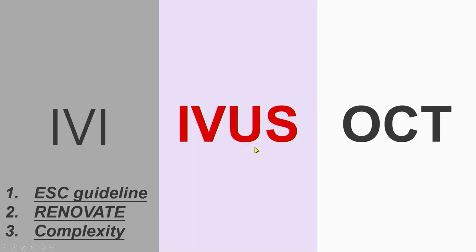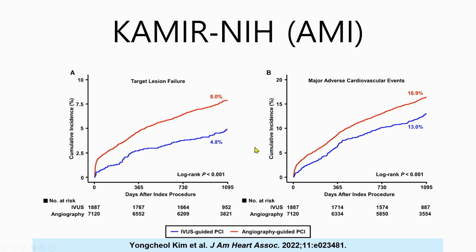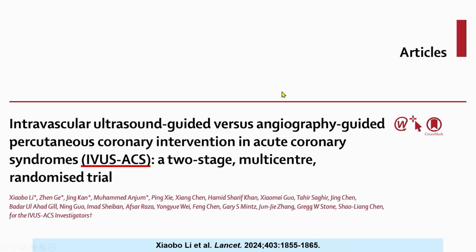And how about IVUS guidance? For the CAMIA study, Dr. Kim published a paper in JACC. For target lesion failure at about 3 years follow-up, the IVUS-guided group has less target vessel lesion failure. And for MACE, the IVUS guide is at about 13%, but the angio guide about 16%.